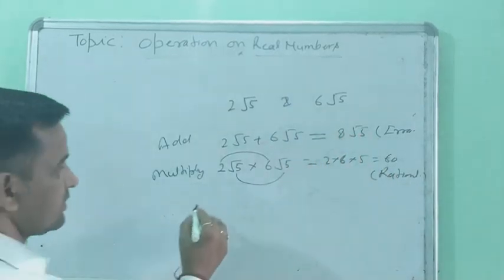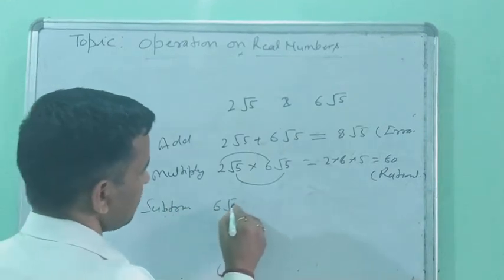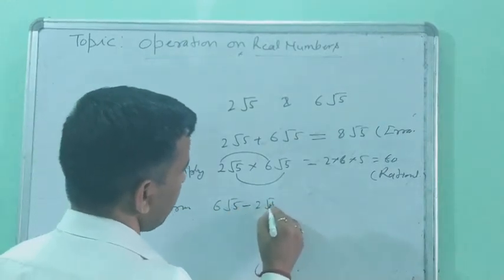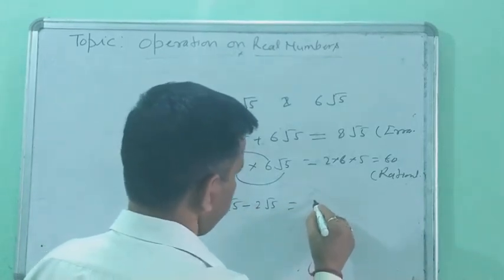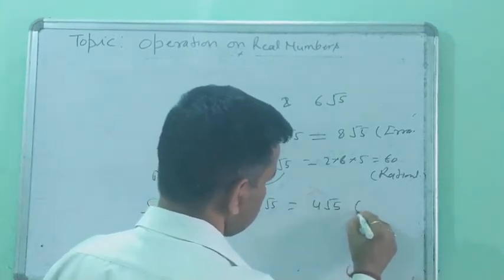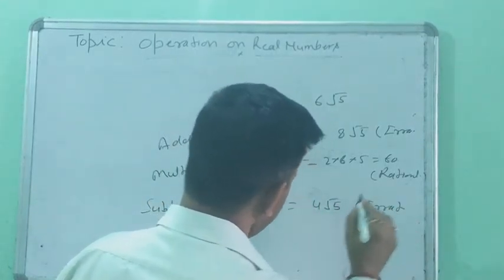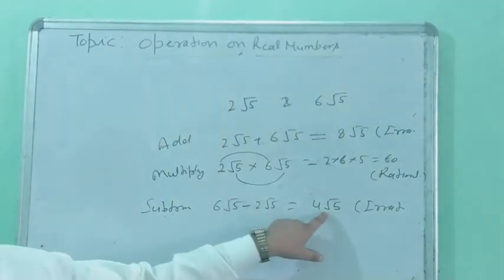When you subtract, 6 root 5 minus 2 root 5, the result is 4 root 5, and this is also an irrational number. Subtraction of the two irrational numbers is irrational.